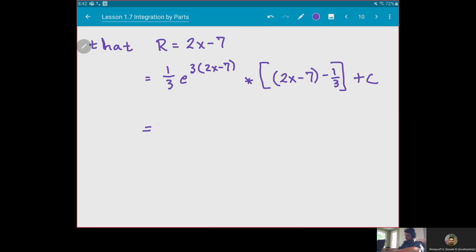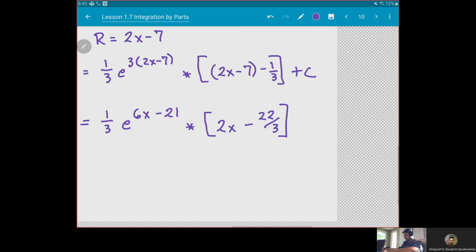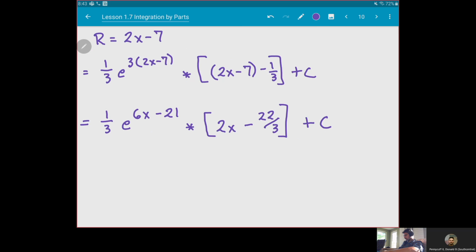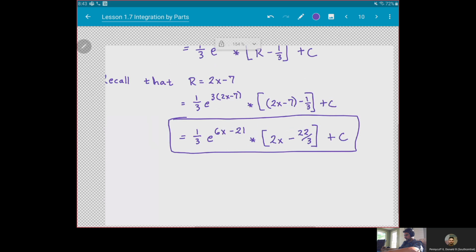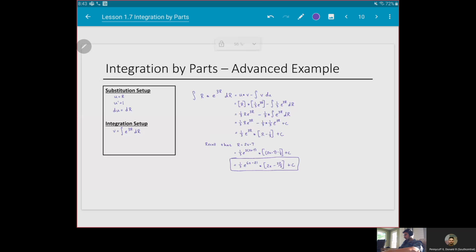So that is going to give me 1/3 e to the 6x minus 21 times 2x, and then a take away 7 and a take away 1/3, which is take away 22/3. There we go. There's the final answer. So you will not see one like this on your homework.